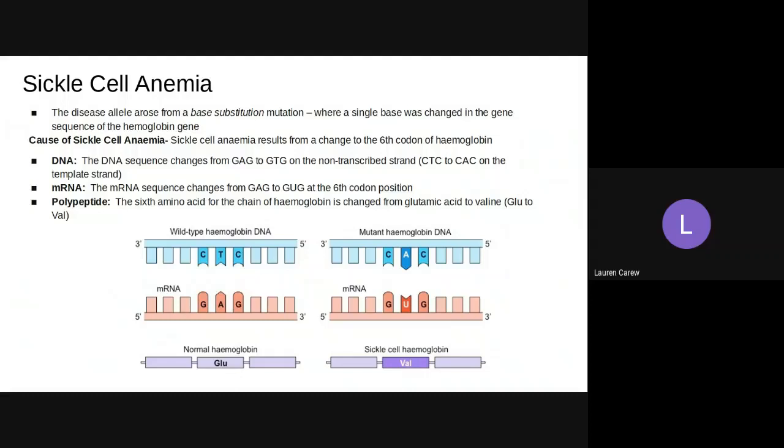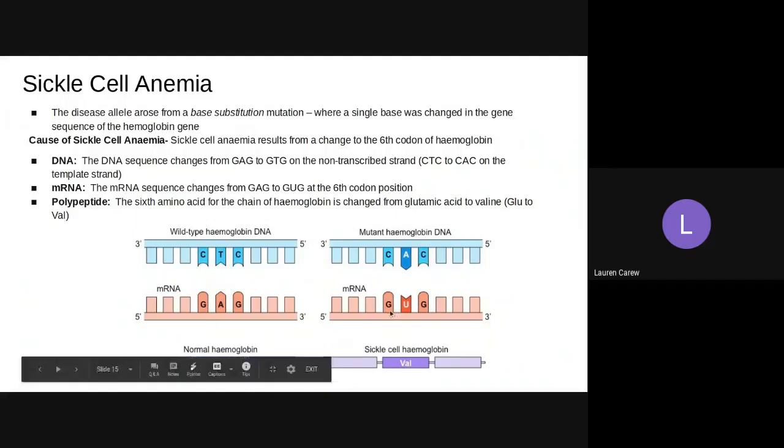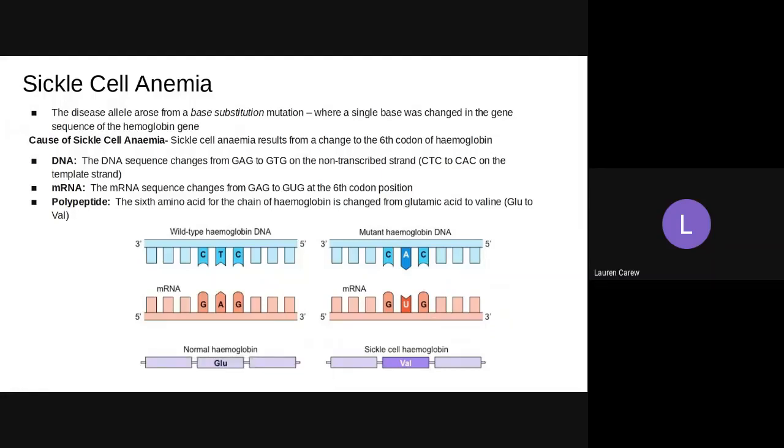If you notice, the mRNA is supposed to be GAG, which codes for glutamic acid, but because of the mutation, the mRNA that is transcribed is GUG. And so this GUG codon codes for valine instead. And so that change to valine is going to have an impact on the shape of the hemoglobin protein, and therefore it's not going to function properly.